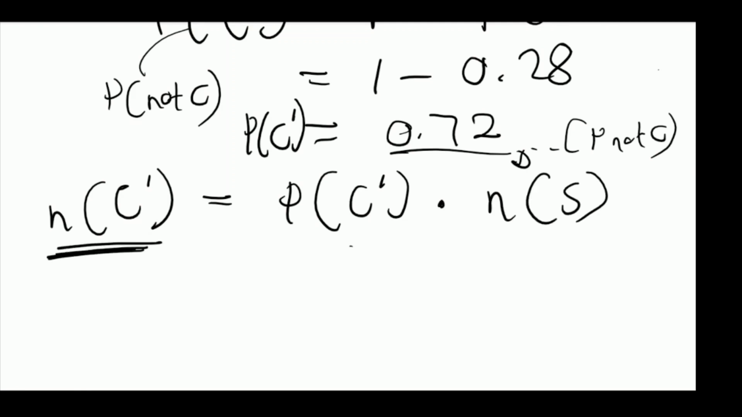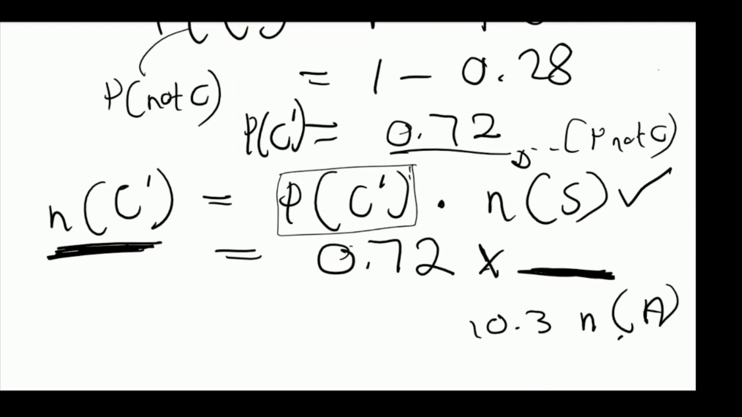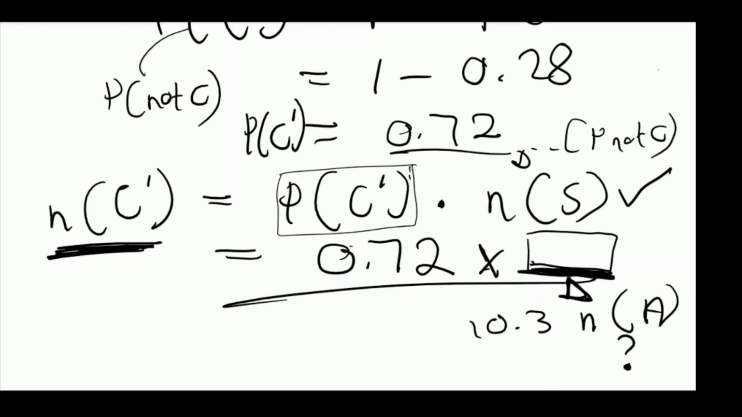So for us to find the number of C naught, we need to also have the sample space. Already we have 0.72 for P naught of C, so we need the number of the sample space to complete this problem, because in 10.3 the N of A was not given, hence we cannot identify the sample space here. So you can leave the question here, not unless there's something missing in that question which was rectified during the exam. But this is how you go about solving this problem.